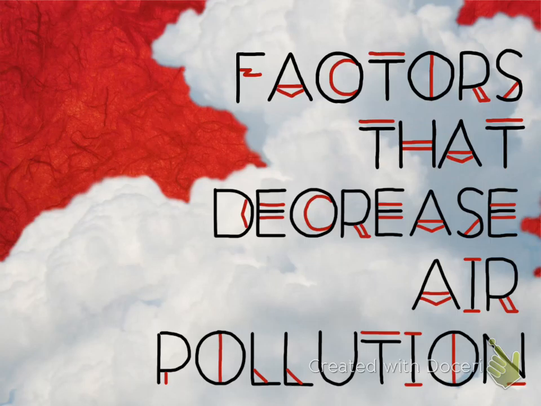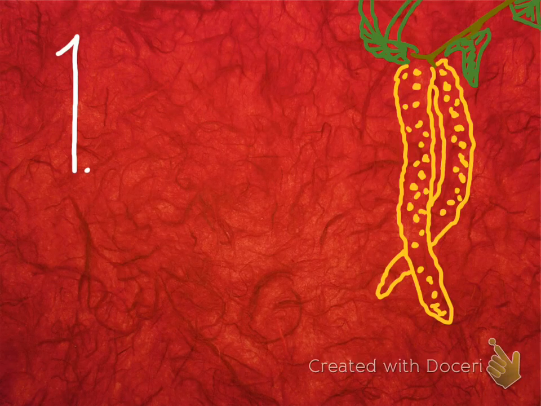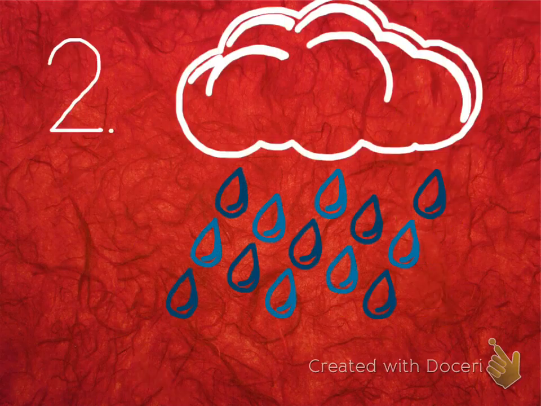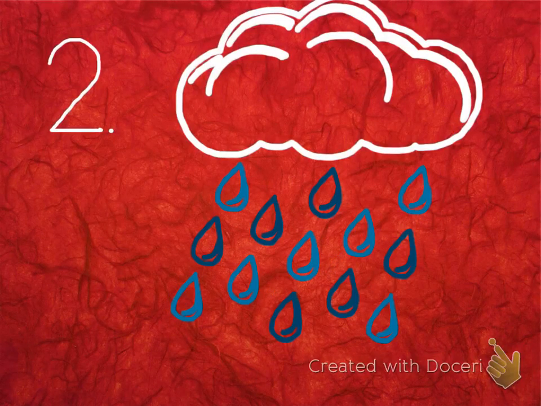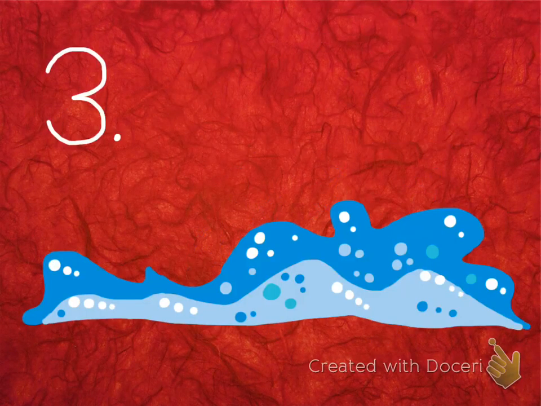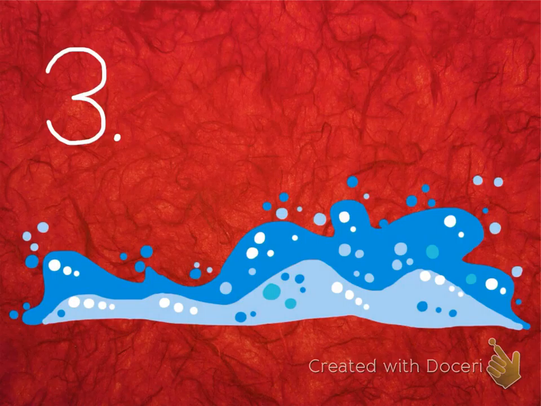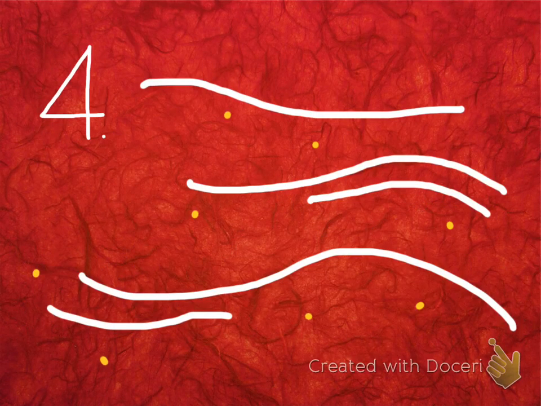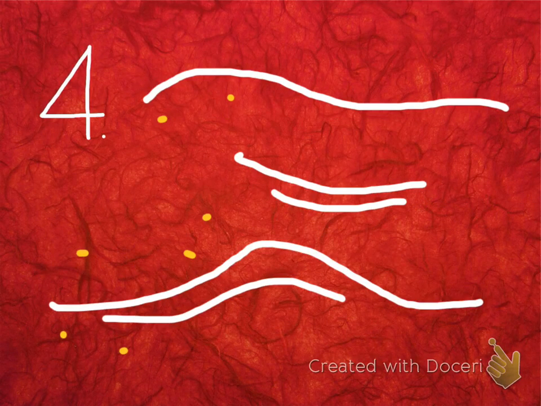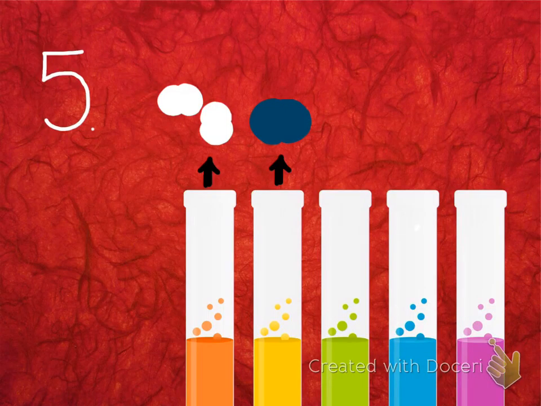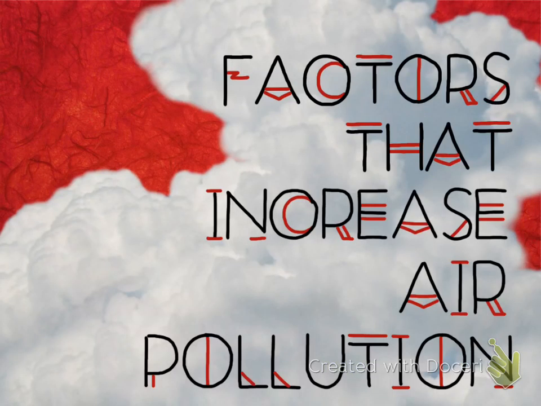So what are some factors that decrease air pollution? If a particle is heavier than air, it settles due to gravity. Precipitation cleans air. Sea spray can wash out particles. Wind can blow particles. And chemical reactions can cause pollutant particles to form non-pollutant particles.